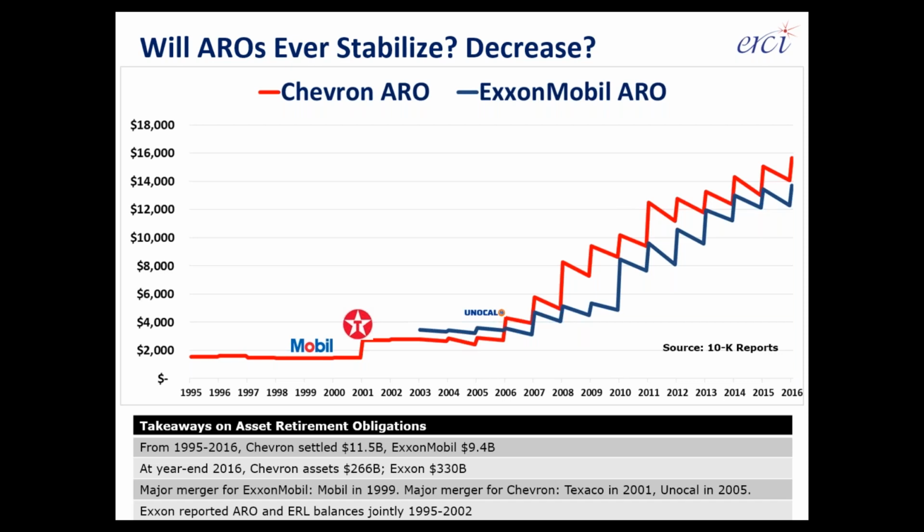Chevron settled over $11 billion over the time period. Exxon settled over $9 billion. So not for a lack of effort to try and flatten out that curve or even decrease the aggregate amount of liabilities. But you see, in spite of very significant spending, this type of environmental liability continues to increase.